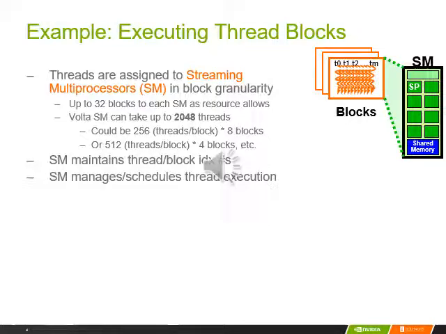The number of threads per block and total number of thread blocks is a configuration parameter subject to hardware constraints. For example, 8 blocks of 256 threads, or 4 blocks of 512 threads are both valid choices for the Volta architecture. The SMs maintain the indices of thread and block IDs and handle the management and scheduling of thread execution.